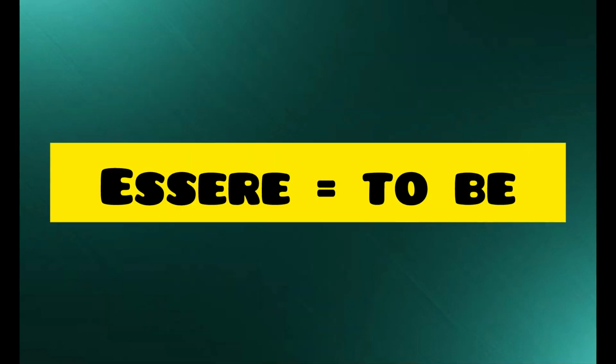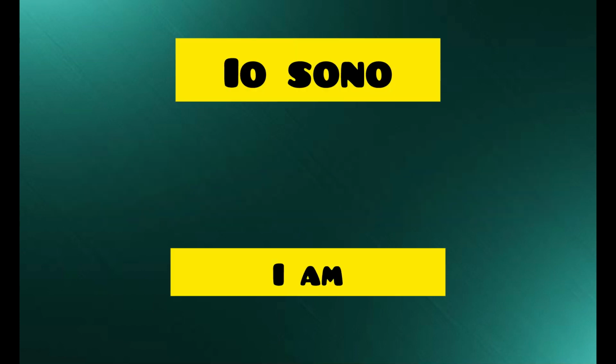Let's begin. Essere, to be. I want you to think about essere as the general verb that we use to translate "to be" in Italian, okay? Let's see the examples. Our first example is io sono. When we use essere with io, essere converts into sono. Io sono, I am.